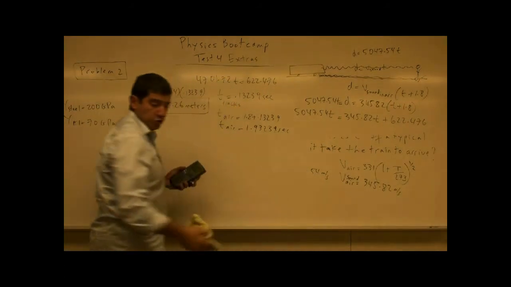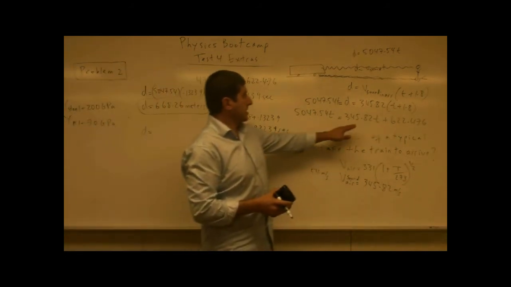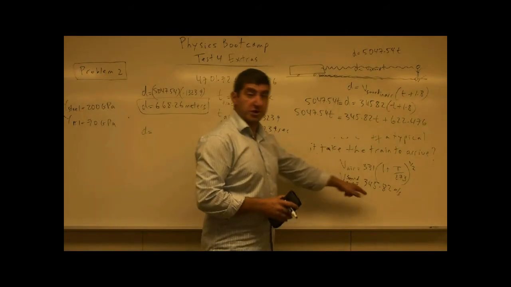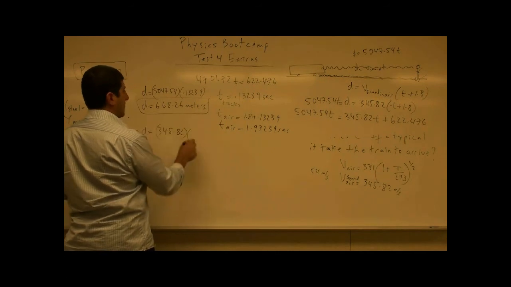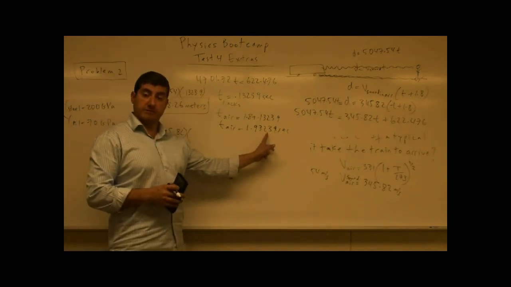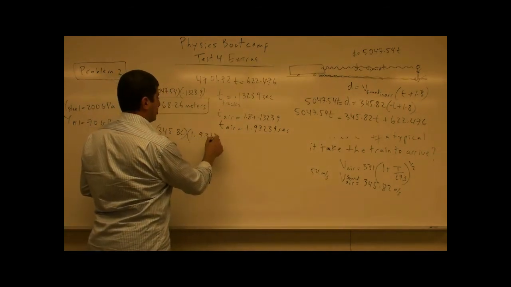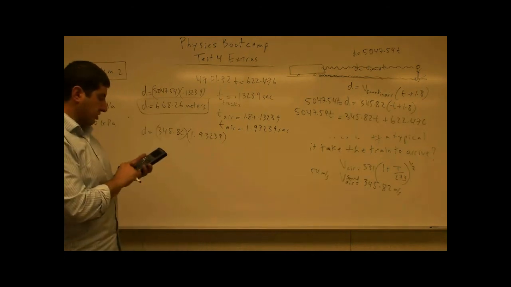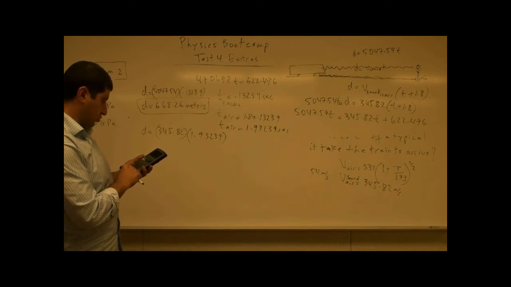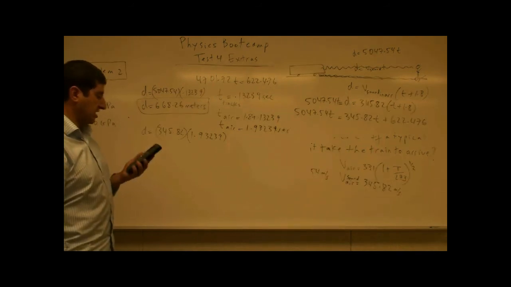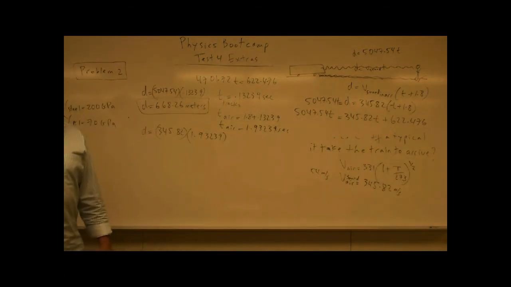Okay, now you could have also done it this way. You could say the distance is equal to the velocity of sound in the air, 345.82, times the time that it took the sound to reach you through the air, 1.93239, and that should give you the same answer. 345.82 times 1.93239, you get 668.26 meters, okay? Same answer.